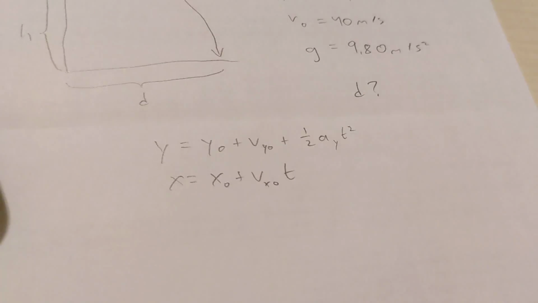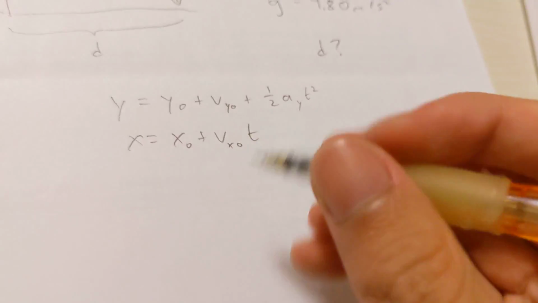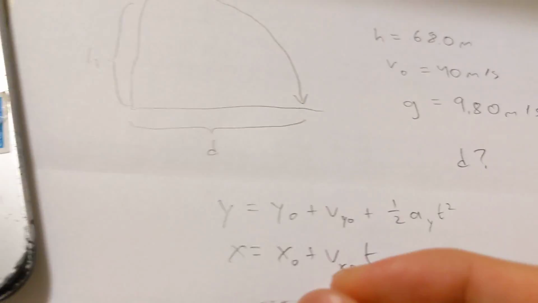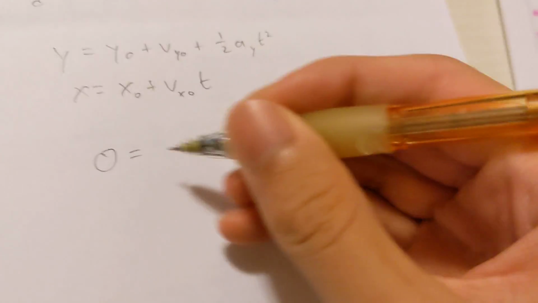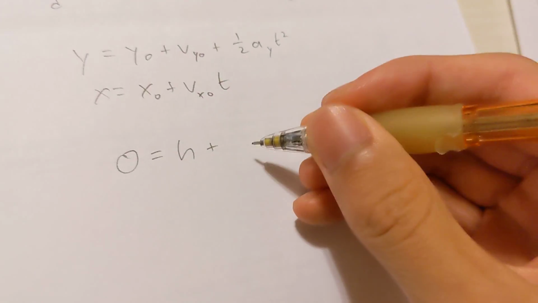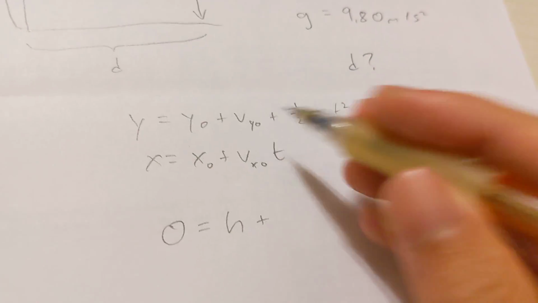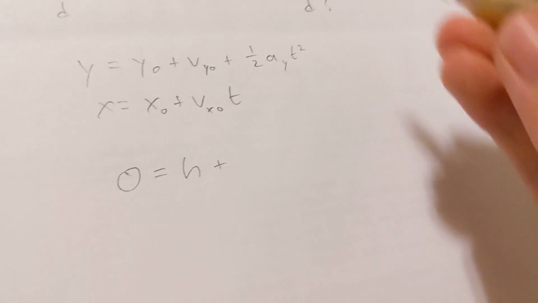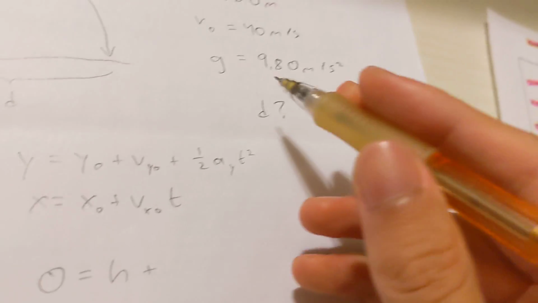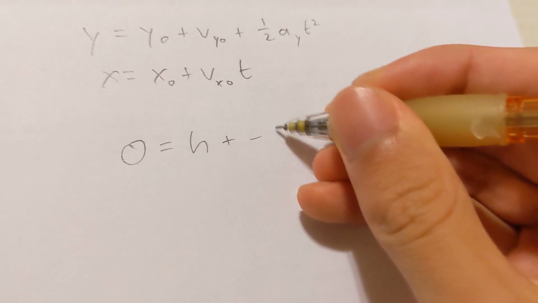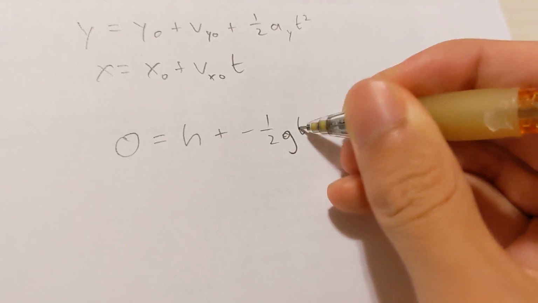And then S stands for solve. So I guess we can do some manipulation here. So the end y we can make 0. So that means the starting height is h plus, there is no starting y velocity, so that's 0. And then acceleration is negative g, since g is positive. It's just a scalar value. So minus 1/2 gt squared.